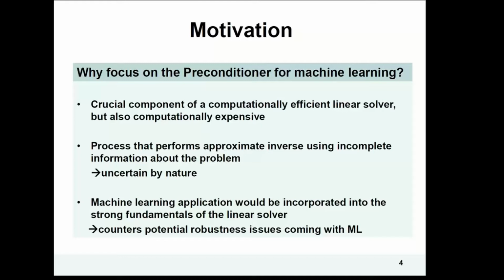Because what basically happens is that the solver controls whether your residual error field is small enough. And if the machine learned preconditioner would fail at speeding up the convergence, it would just not exit the solver and you would know that something went wrong.